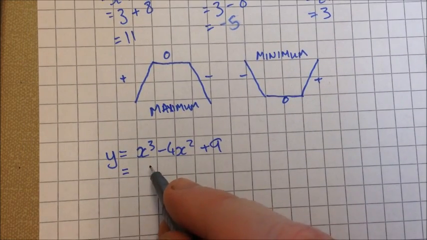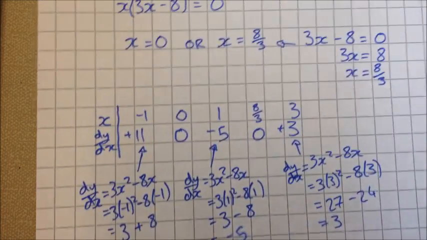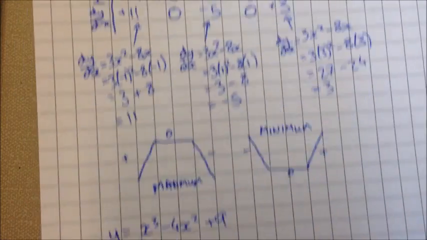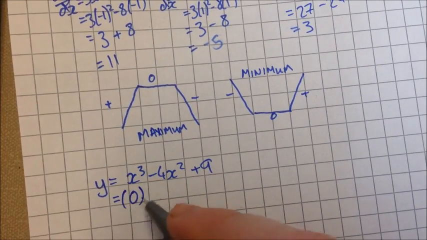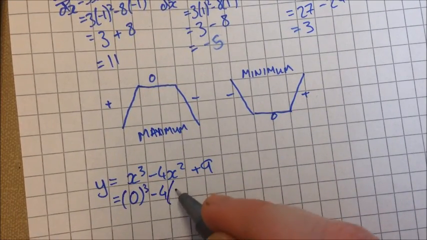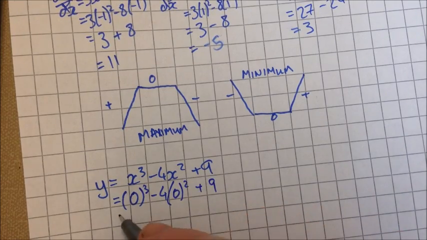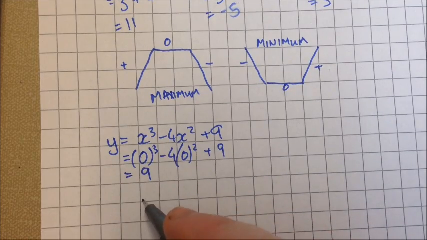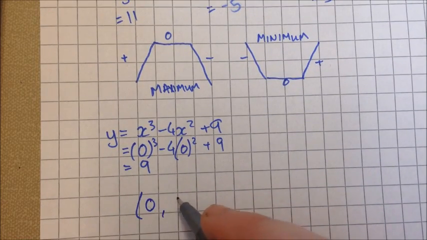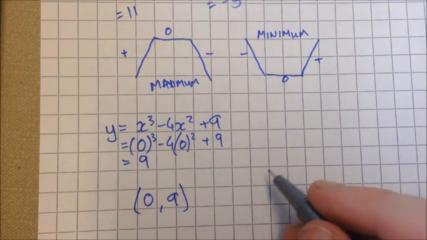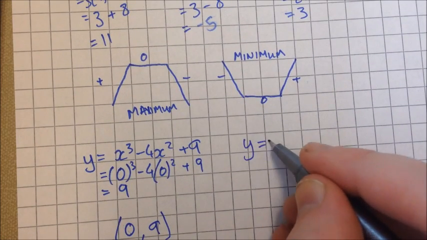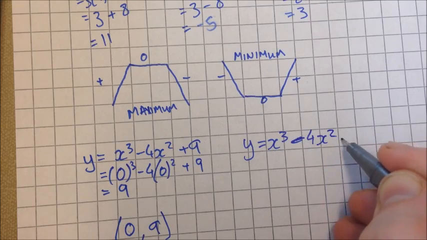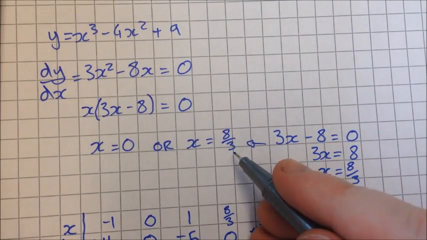So we're going to substitute in our values of x. Remember, our values of x were 0 or 8/3. So we're going to go 0 cubed, take away 4 lots of 0 squared, plus 9, so that is just equal to 9. So our first coordinate will be 0, 9. Our other coordinate, we use the same function for, but this time we plug it in as 8/3.